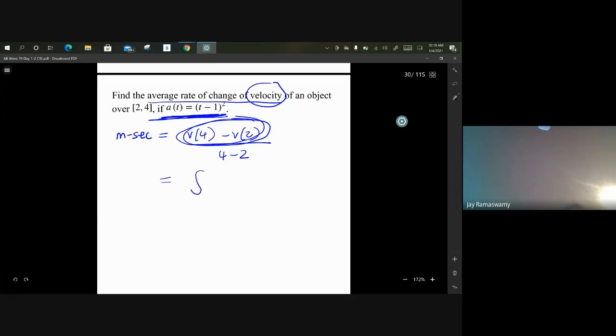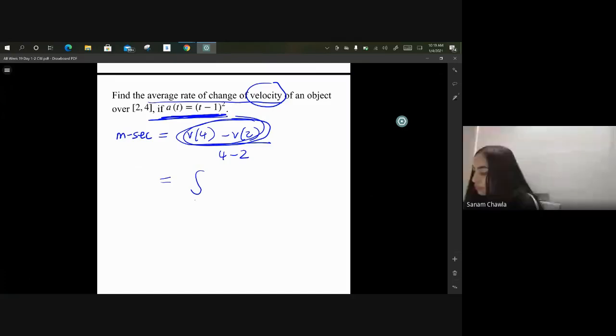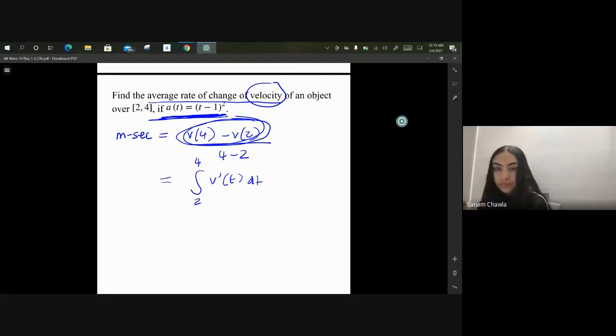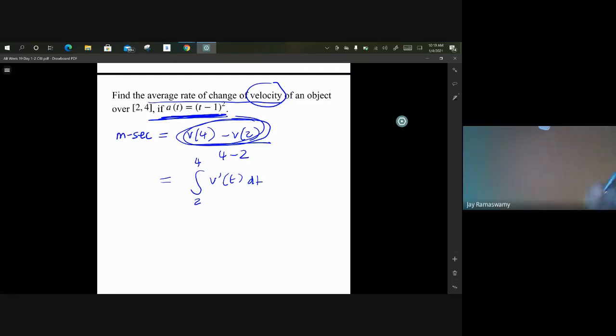Remember, if I have a difference, I go to the integral. If I have an integral, I go to the difference. What's your lower limit? 2. What's your upper limit? 4. Now I'm going to jog your memory. Will that become v dash of t? Yes. Isn't that net change? Is it tempting to write v of t? No, but it's v dash.